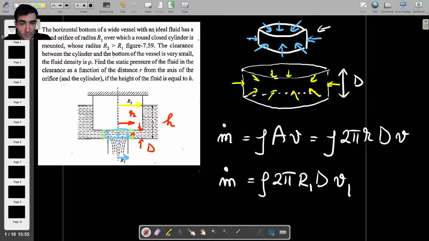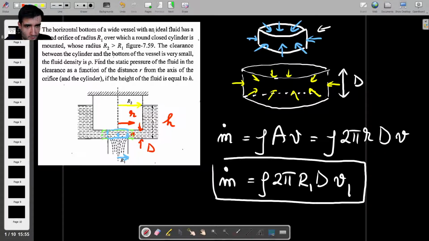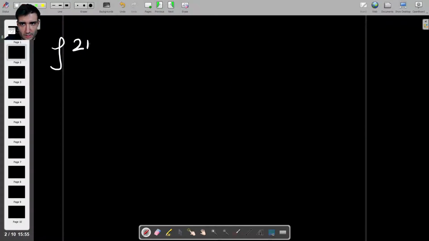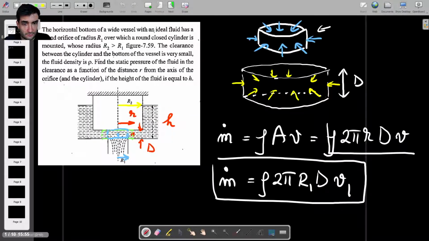So what I can now do is say that this mass flow rate has to be equal to this mass flow rate because of continuity. That gives us rho times 2 pi r times d times v.